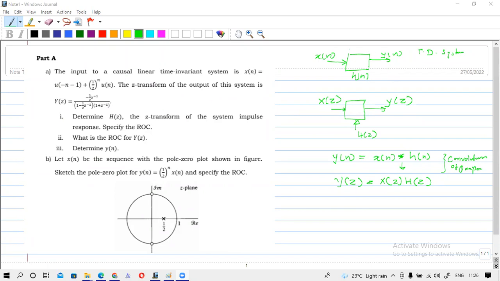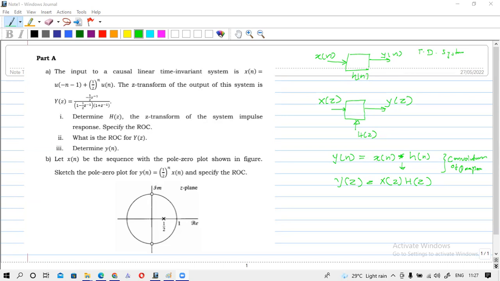This is the time domain representation of the system. We have the input x[n] and the output y[n], and the unit impulse response h[n]. This is the time domain representation of the system. And if we go to the Z domain, we have the input in Z domain X(z), the output in Z domain Y(z), and our impulse response in Z domain, that is H(z).